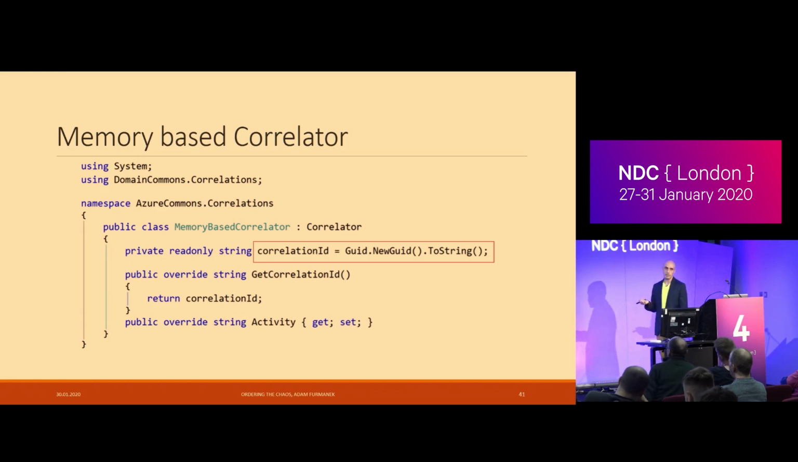So you just create correlation ID as a GUID, new GUID, or whatever else, whatever you'd like. And you just store it in your memory-based correlator here. So you can see that it inherits from the correlator. So now the correlator, the base class, provides the implementation of this Lamport timestamp. Here we introduce correlation ID. So this is when we start the workflow.